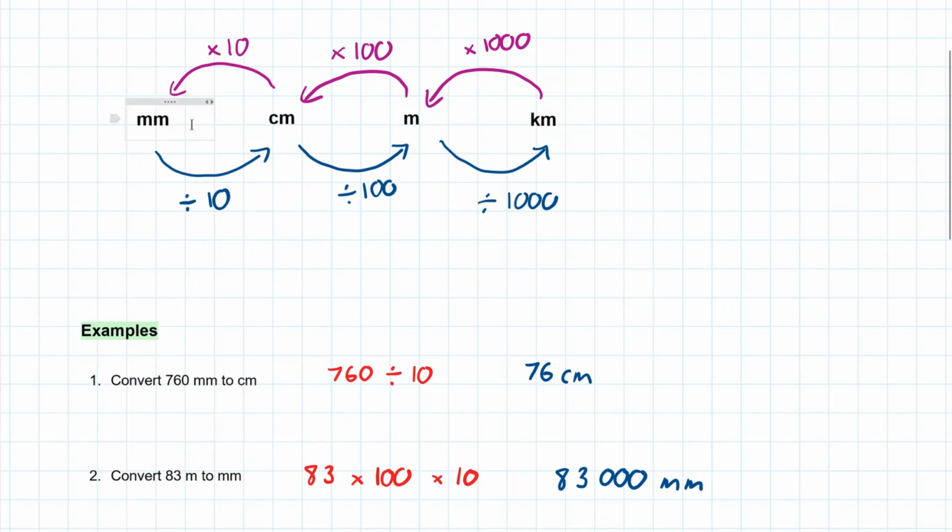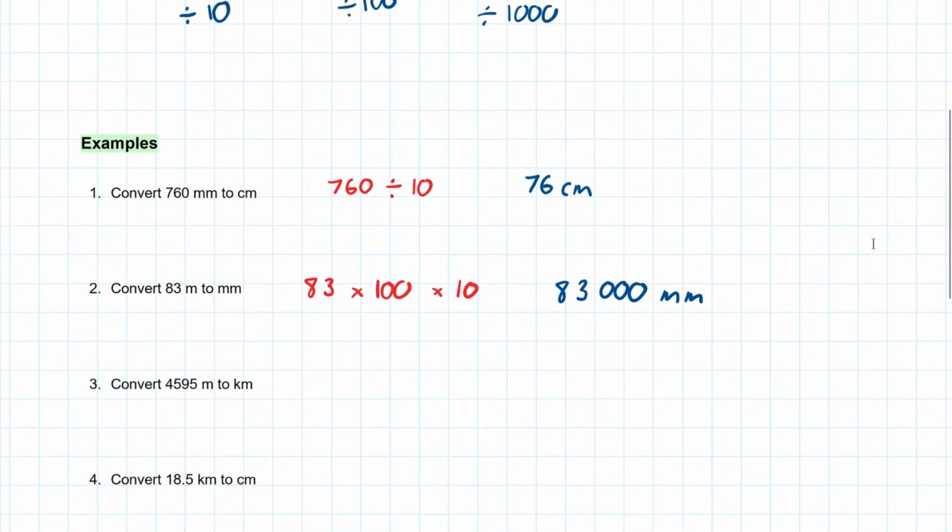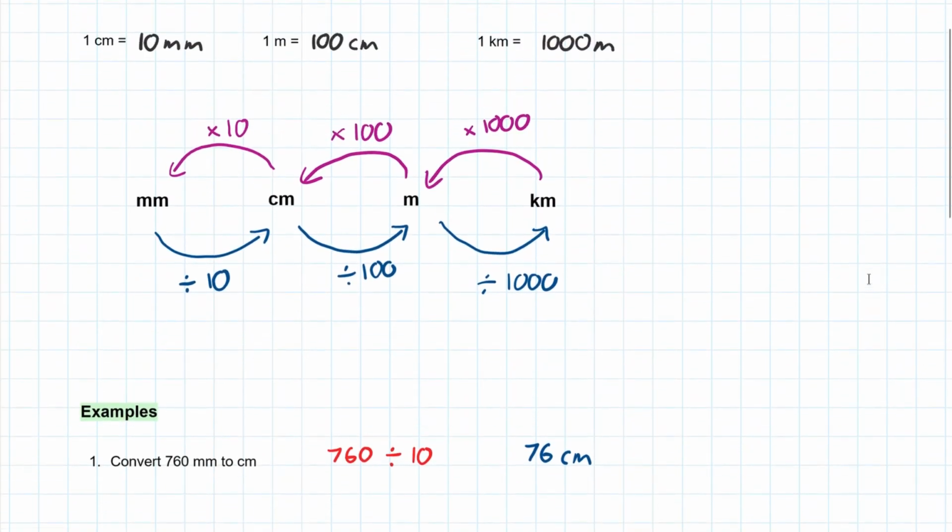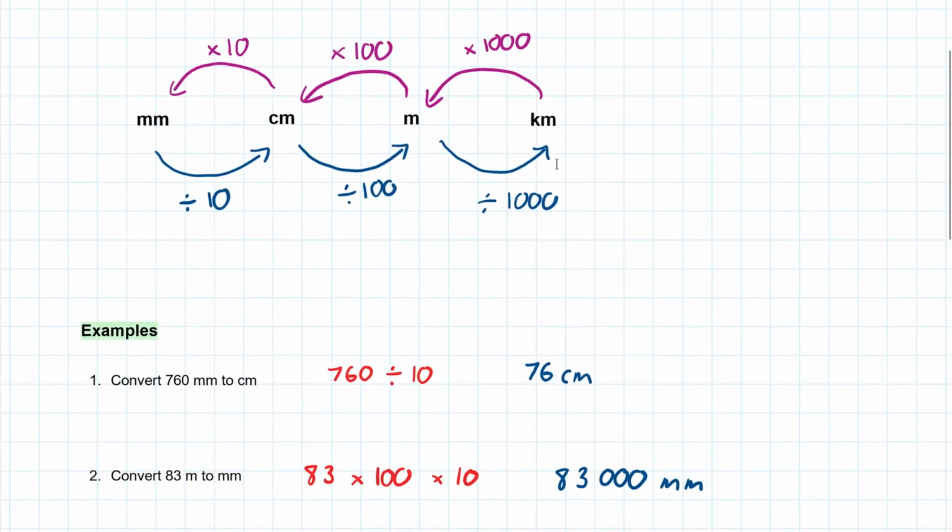It's just that we needed something in between because meters is too big to measure stuff that's like the size of a hand, but millimeters is too small. So that's why we use centimeters quite often. Okay. For our third one, we're converting 4,595 meters to kilometers. So let's have a look at our chart. Meters to kilometers, we need to divide that by 1,000.